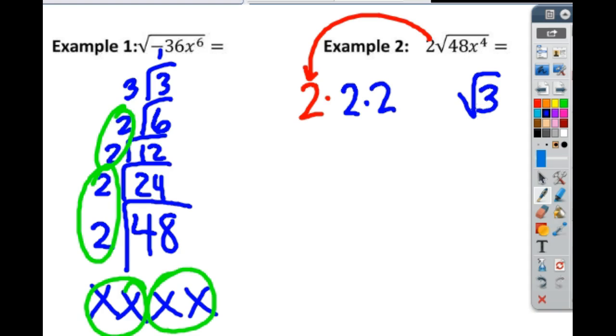And then I have x's. Do you see that my x's, did I have anything left over? So I'm not going to have any x's under there. How many groups did I have? This part right here is the 48. That's the x's. This is the 2 out in front. Okay, so what's 2 times 2 times 2?